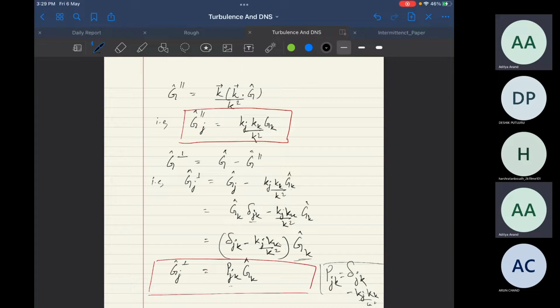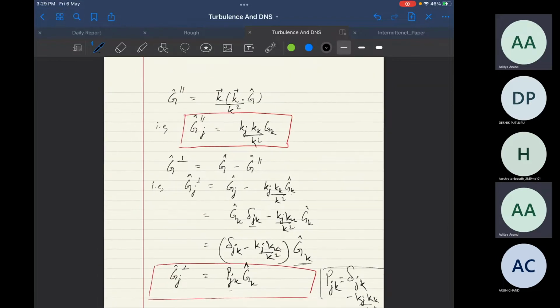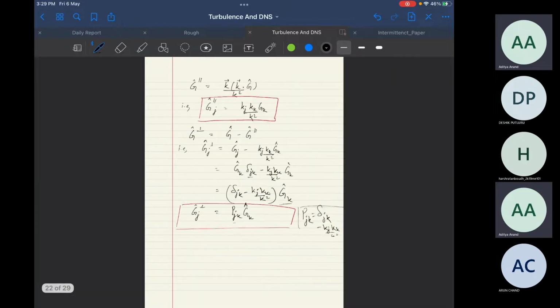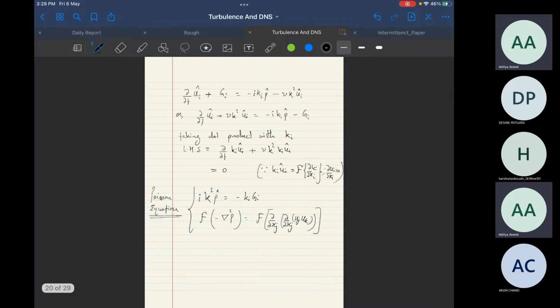So if you multiply the projection tensor with a vector gk, you'll get the component of this vector perpendicular to the wave number vector using this equation here. This was just to show you the expressions for the parallel part and the perpendicular part. Now we'll come back to this Poisson equation here.